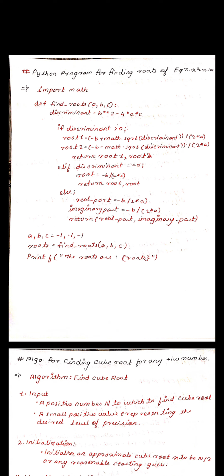So today we are going to study a Python program for finding the roots of the equation x square minus x minus 1 equals x. So first of all, we will import the inbuilt math module, and we will define a find_roots function with parameters a, b, c. Discriminant equals b squared minus 4 into a into c.